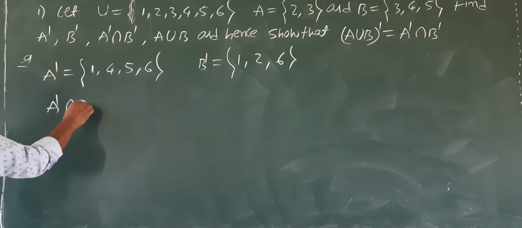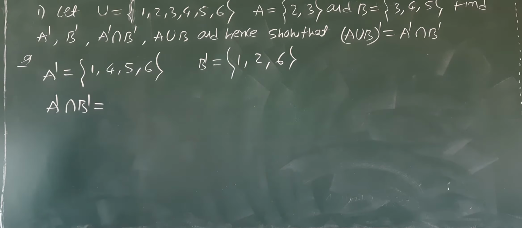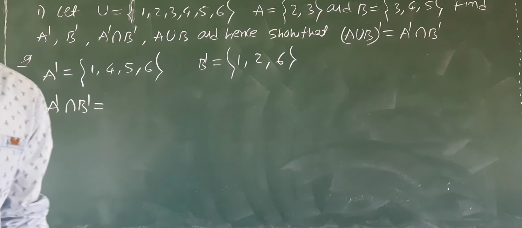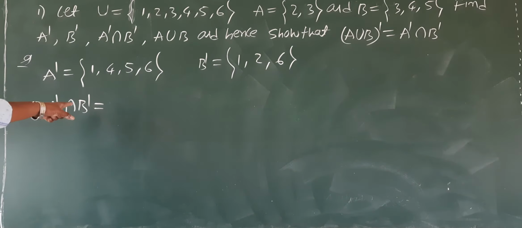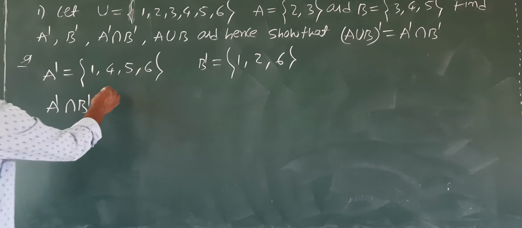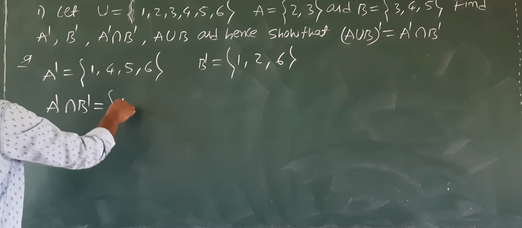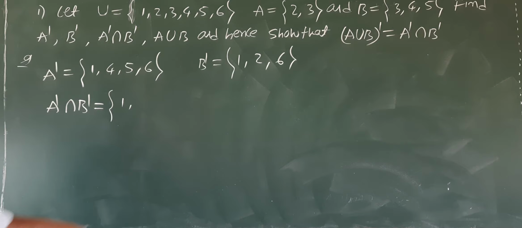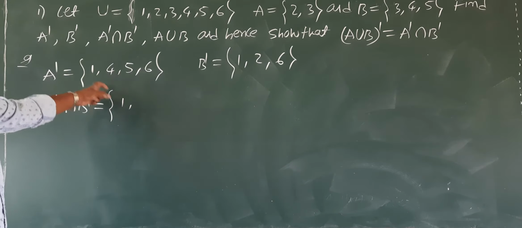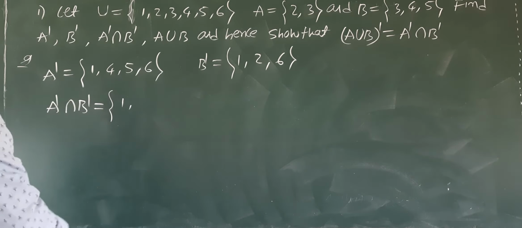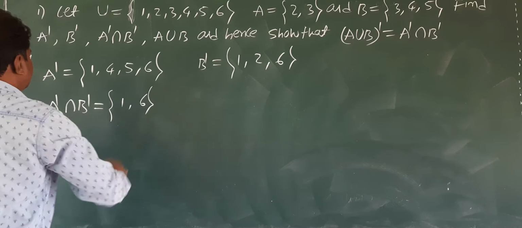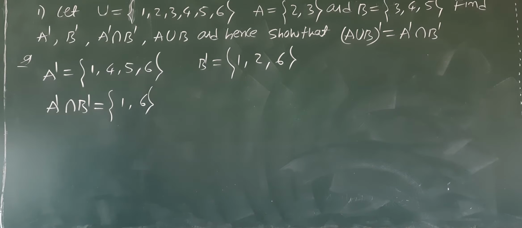Next, you find out A dash intersection B dash. Intersection means finding common elements. Collecting common elements from both A dash and B dash. Tell me common elements. So 1 is common. Any other common from both A dash and B dash? Yes, we have one more. 1 is common, 4 is not common, 5 is not common, 6 is common. So we got A dash intersection B dash.